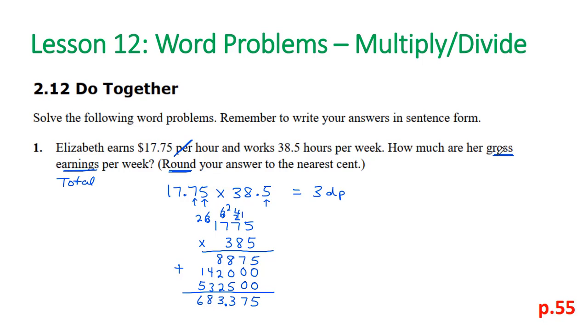Now remember, this is money and they want us to round the answer to the cent. So here is our cent position, the 7. The 5 next door will push that up. So we're going to end up with 683.38. So her earnings are $683.38 per week.